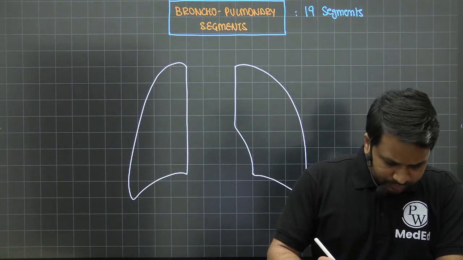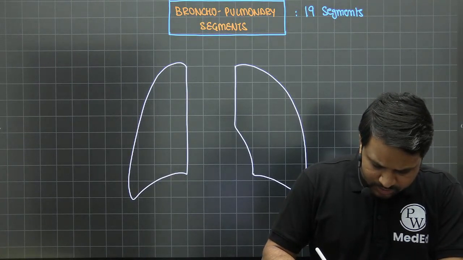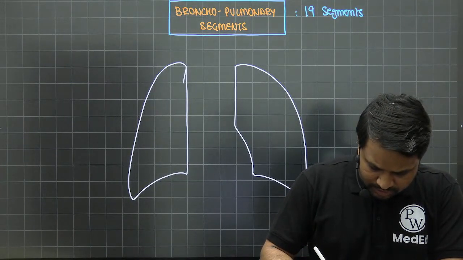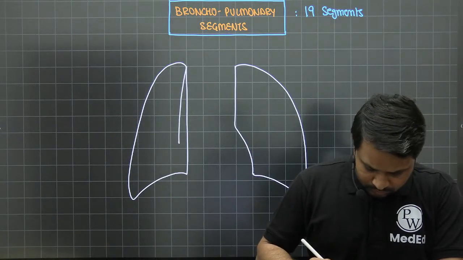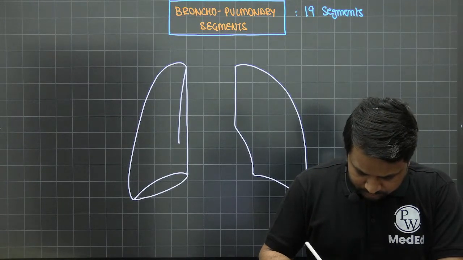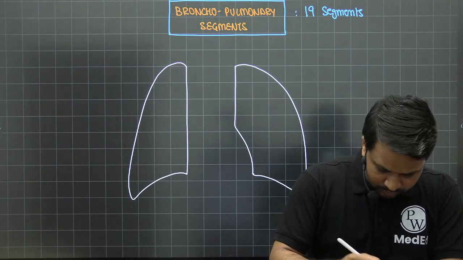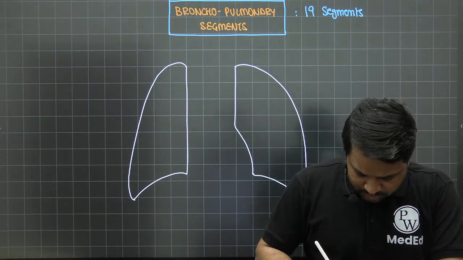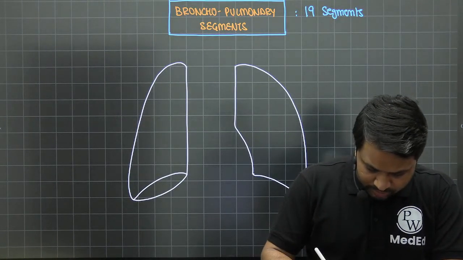Now, just to get an objective here. So this is how the lung would look. Just to give you a three-dimensional image.